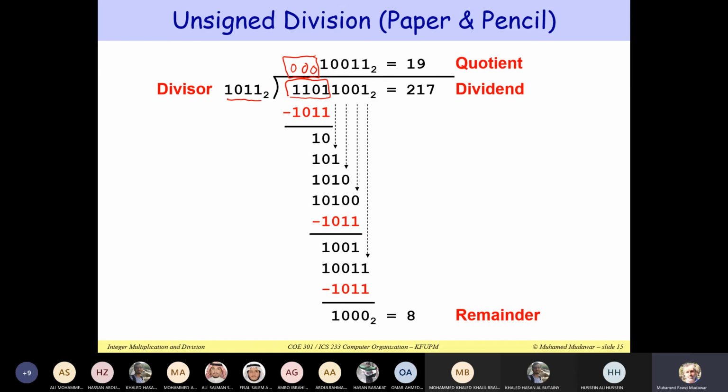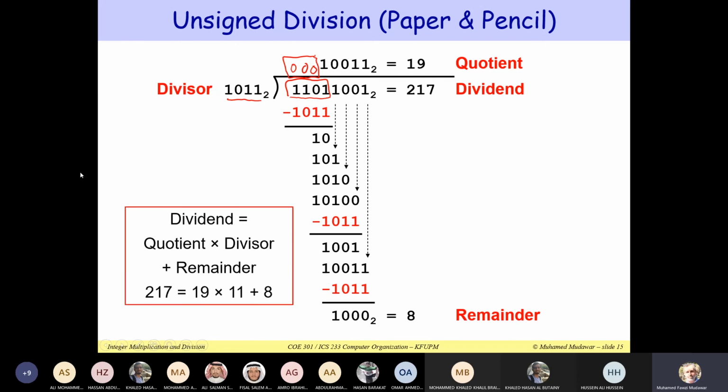Now, this is the same thing as doing the division by using a calculator in decimal. If you divide 217 by 11, you will get the quotient equal to 19, and the remainder equal to 8. In other words, if you multiply the 19, the quotient, by the divisor, which is 11, and add to it the remainder, you get the 217. You can always verify this. 217 is equal to 19, which is the quotient, multiplied by the 11, which is the divisor, plus 8, which is the remainder.